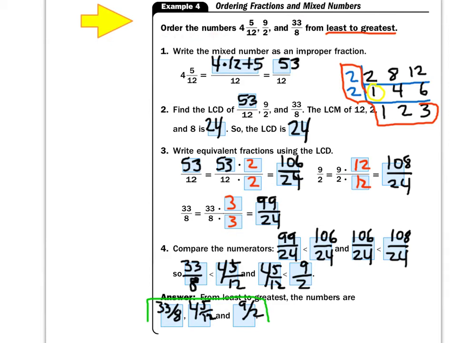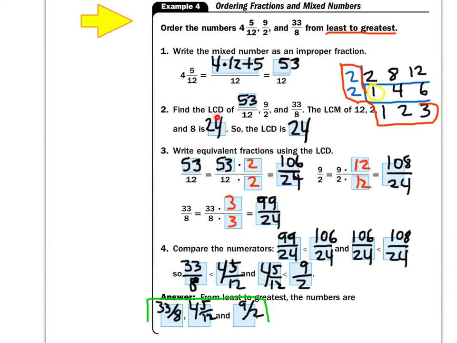Okay, now we're going to use the LCM to help us order fractions and mixed numbers. So they want us to order these numbers, 4 and 5/12, 9 over 2, and 33 over 8, from least to greatest. So the first thing you have to do is write the mixed number as an improper fraction. So remember, start at the 12, 12 times 4, and then add 5. So 12 times 4 is 48, plus 5 is 53. So I write 53 over 12.